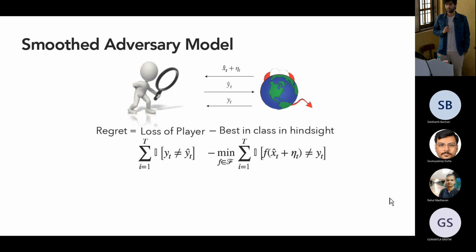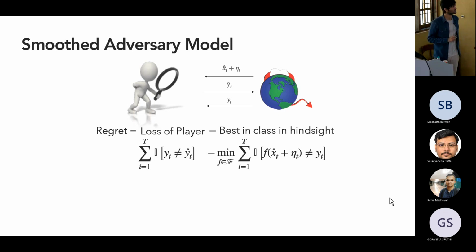And the quantity that you are measuring is the same as before. There are again expectations before the summations. It's the number of mistakes that you make versus the number of mistakes that the best hypothesis makes on the realized data, which is x hat t plus eta t. So this is the quantity that you need to, yes.